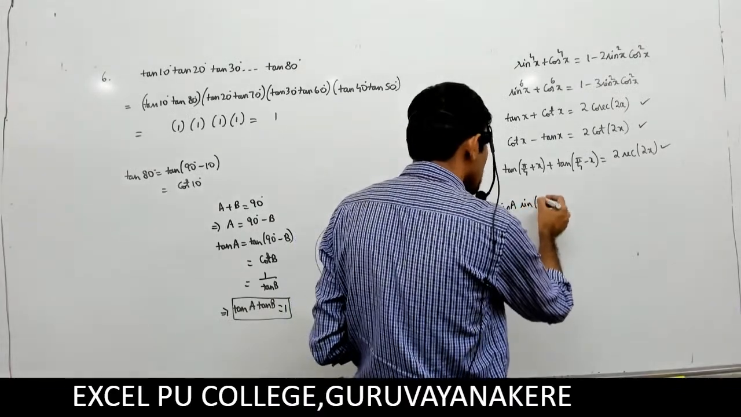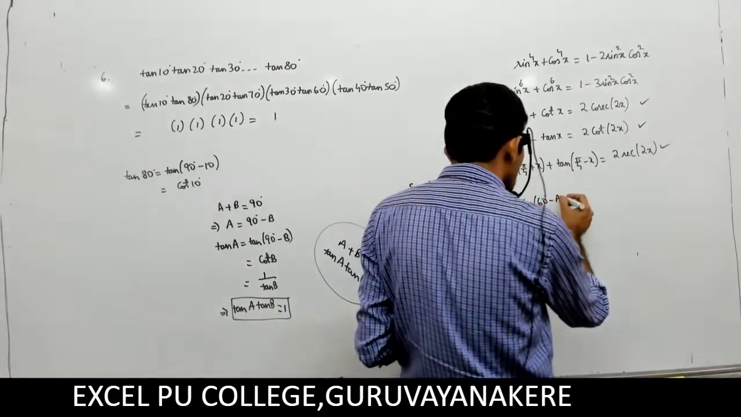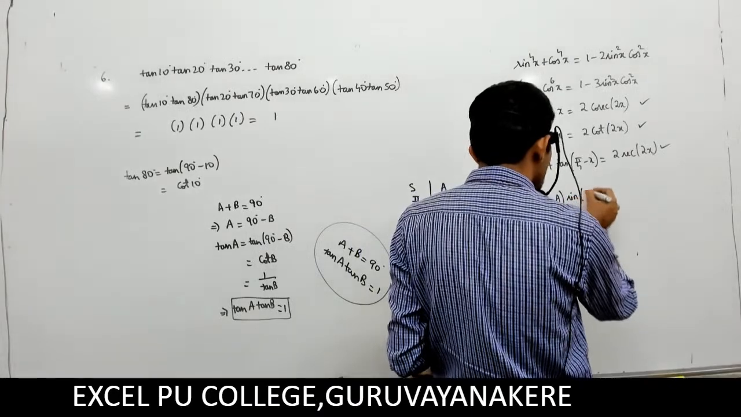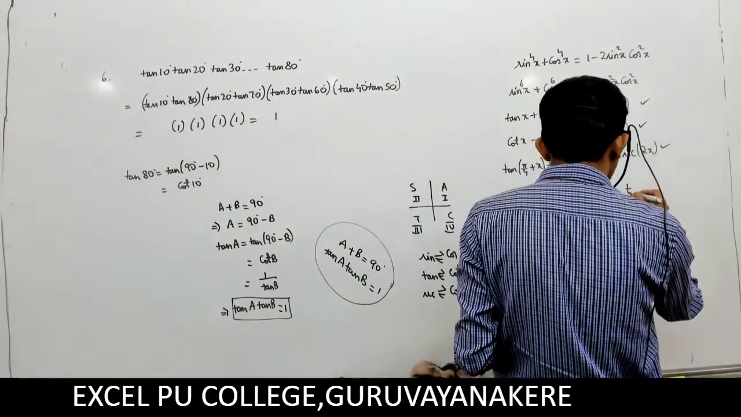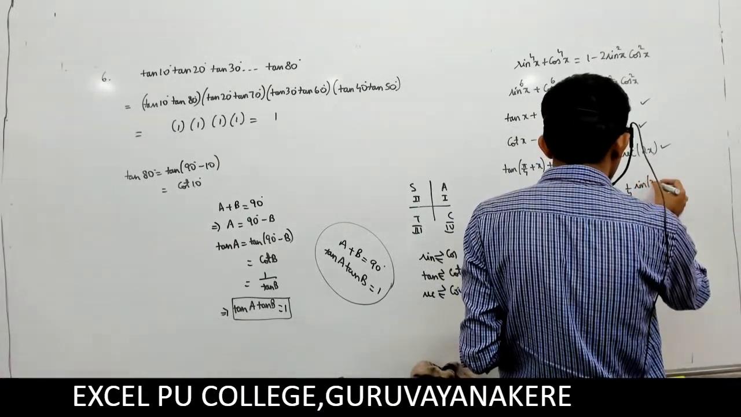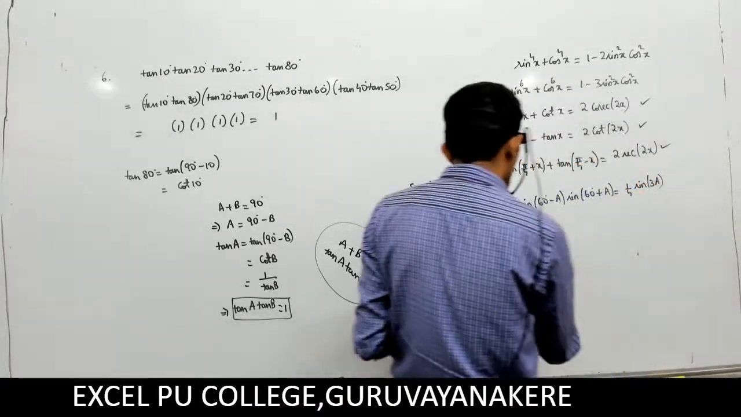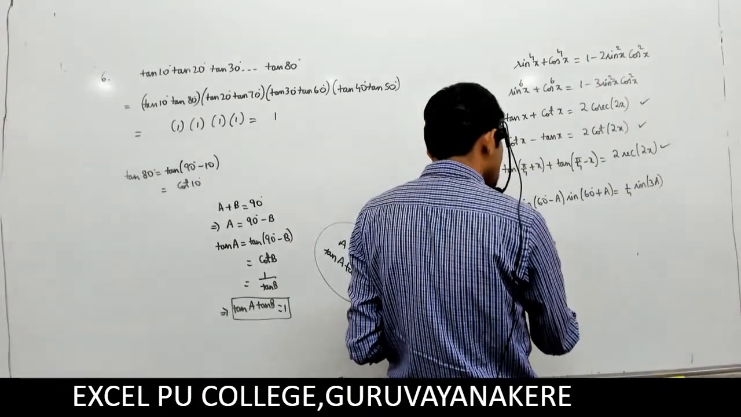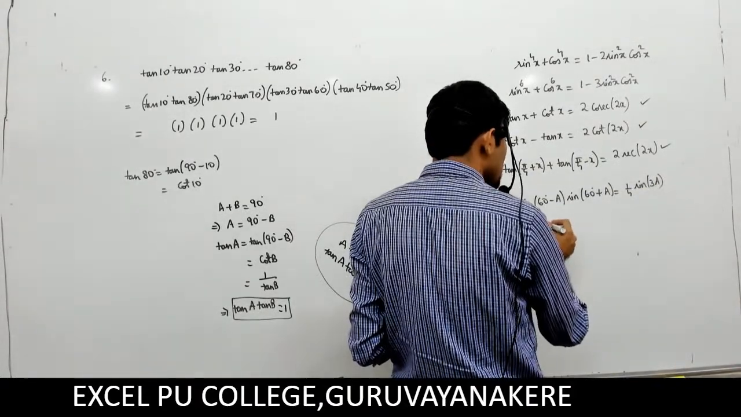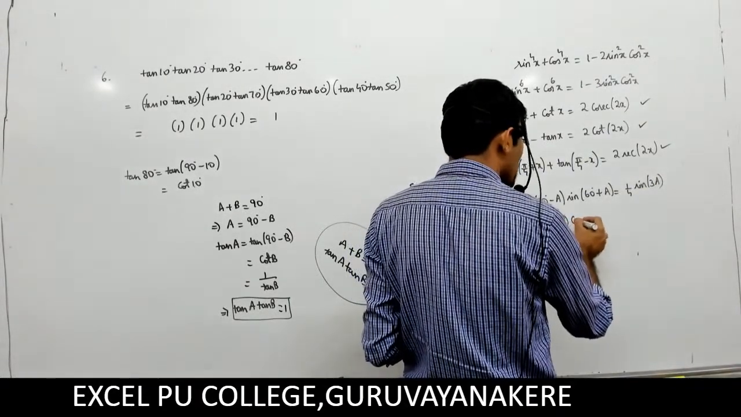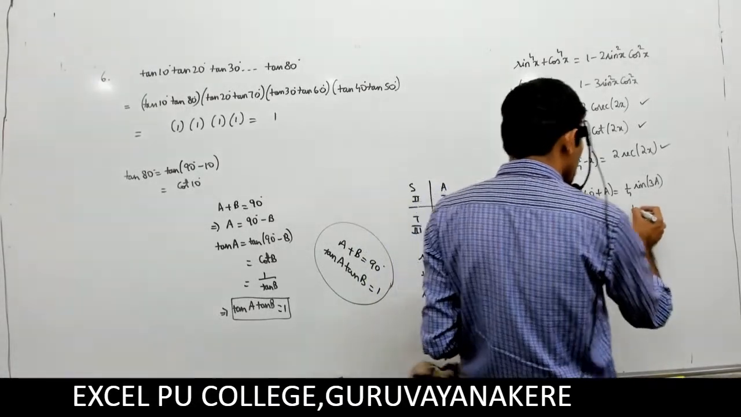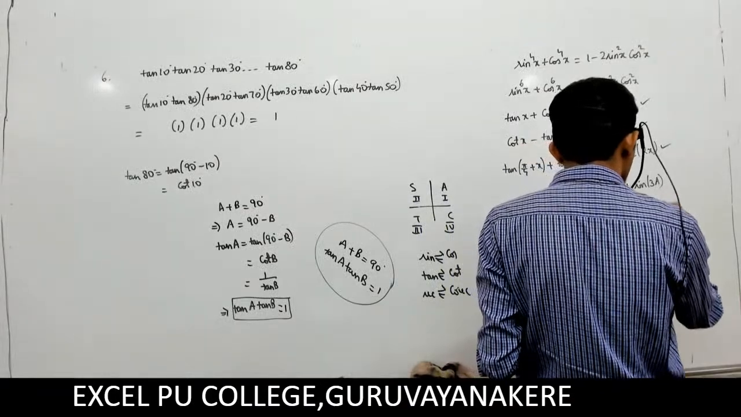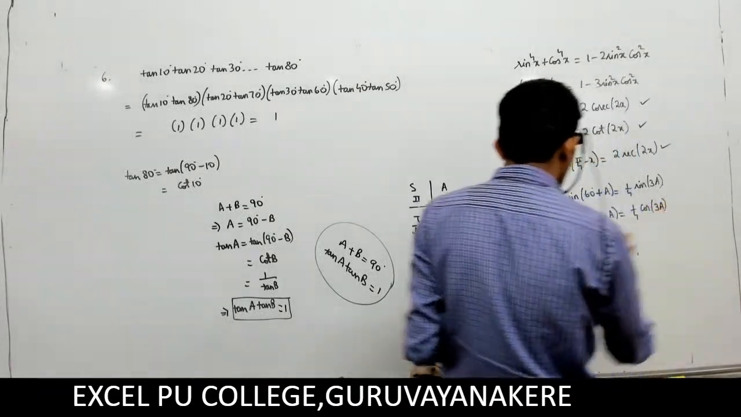Sin A into sin of 60 minus A into sin of 60 plus A. This is 1 by 4 sin 3A. Okay. Cos A into cos 60 minus A into cos 60 plus A. Okay. Learn these formulas. Very important. Frequently used in the competitive exams. This is 1 by 4 cos 3A.